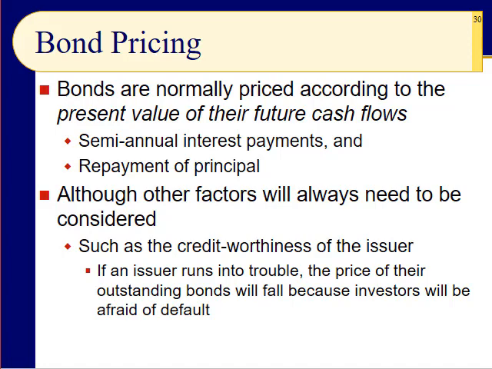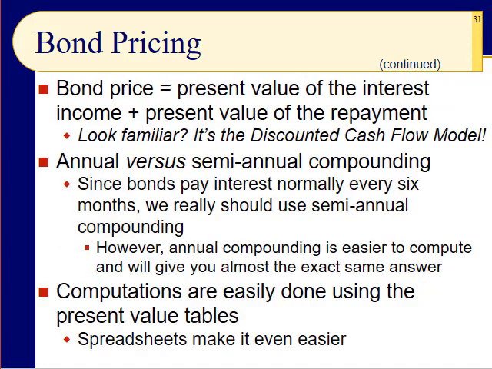So we're going to learn how to do bond pricing. And the bond price, according to this model, is equal to the present value of the interest income plus the present value of the repayment of the principal. Does that look familiar? It's the discounted cash flow model. So here's yet another chance for you folks who haven't learned how to do it yet. You can't leave Business 123 without knowing how to do a discounted cash flow model.